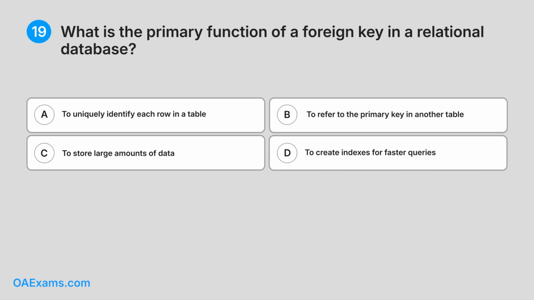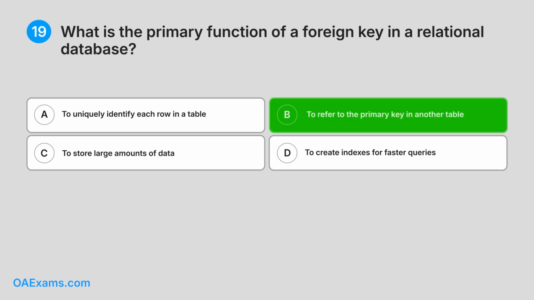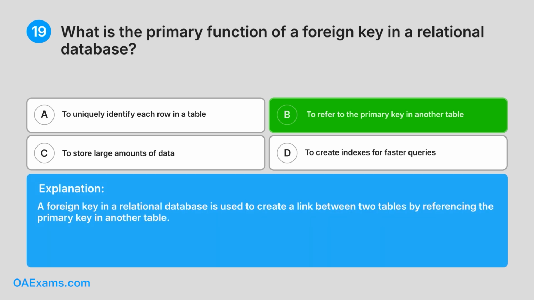Correct answer: B. To refer to the primary key in another table. Explanation: A foreign key in a relational database is used to create a link between two tables by referencing the primary key in another table.